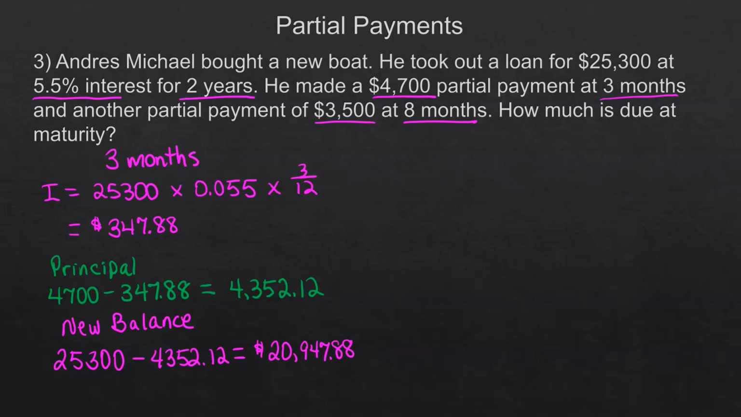Okay, so we use that number for the calculation at 8 months. At 8 months, he makes a payment of $3,500. Let's figure the interest on that. So $20,947.88. We're going to multiply that by the interest rate of 5.5. Okay, so at 8 months, that's 5 months later. We're going to use 5 months out of 12 because that's how long the interest has been accruing on what he's going to owe. So 5 months later, at 8 months, the interest amount is $480.06.